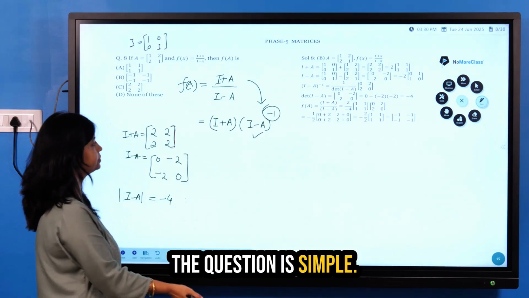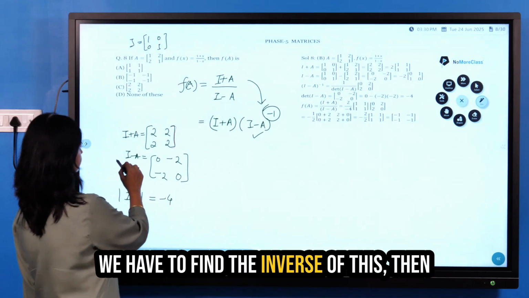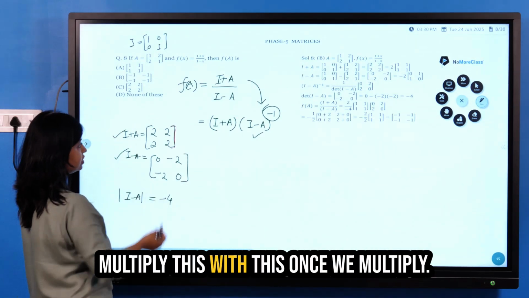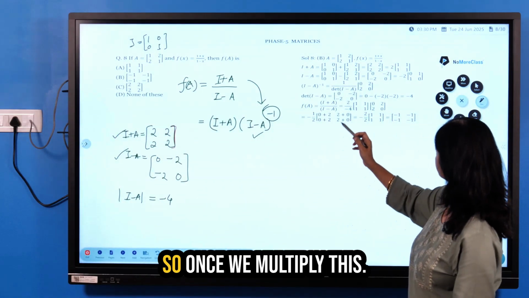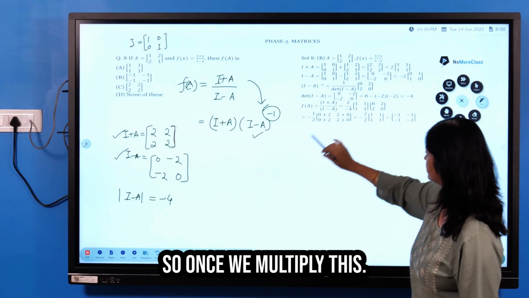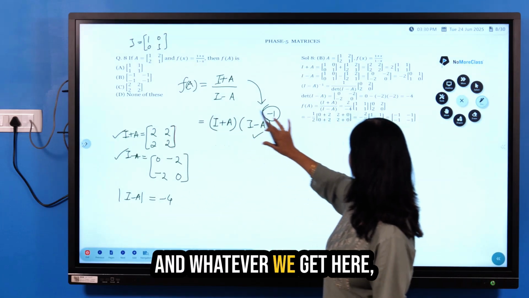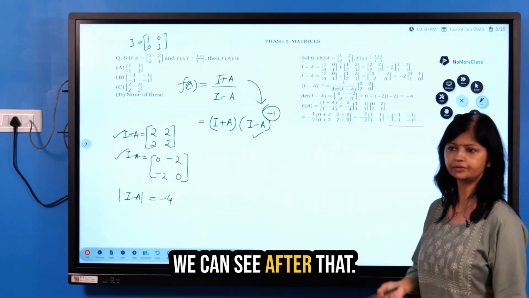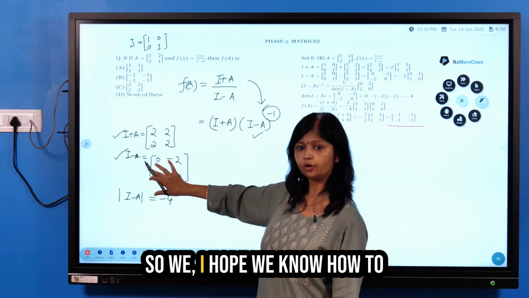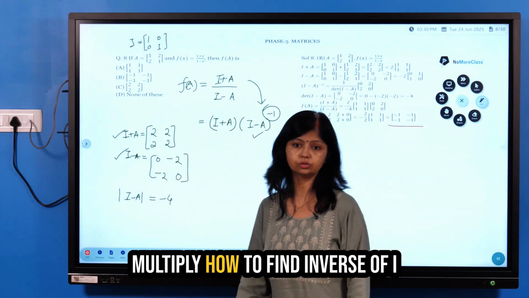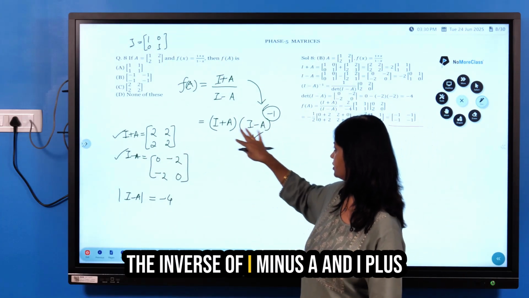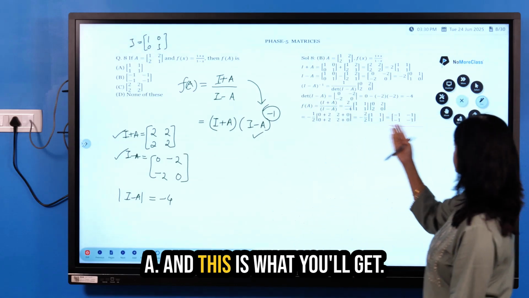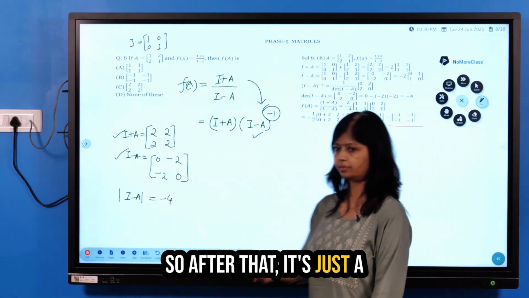After that, the question is simple. We have to find the inverse of this, then multiply this with this. I hope we know how to find the inverse of I minus A, then multiply it with I plus A, and this is what you'll get. So after that, it's just a multiplication question.